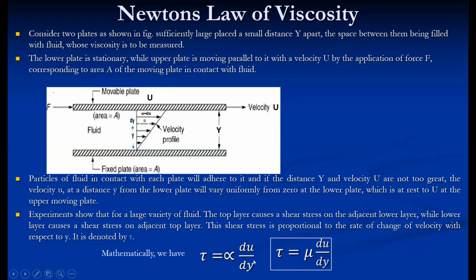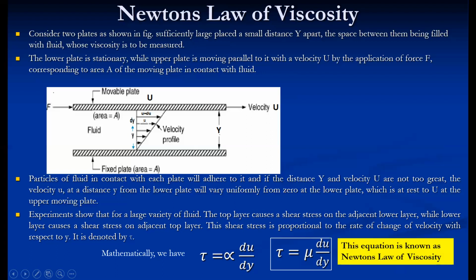The tau is proportional to du by dy. So instead of a proportionality constant, we can use this constant mu, which is also called a proportionality constant, or a viscosity, later on. So tau is equal to mu into du by dy. This equation is called Newton's law of viscosity. So Newton's law of viscosity is tau is equal to mu into du by dy.